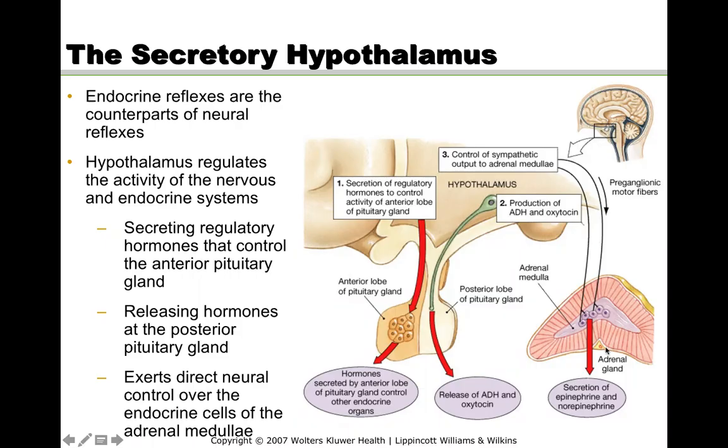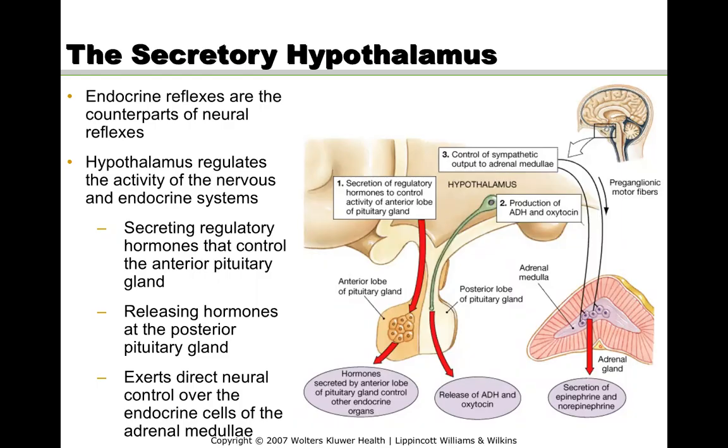The adrenal medulla, you can see it in here. The adrenal gland sits on top of the kidney. It's known as a suprarenal gland. It has two regions: the outermost region, which is known as the cortex, and the innermost region, which is known as the medulla.